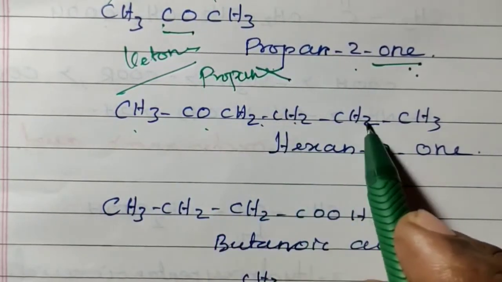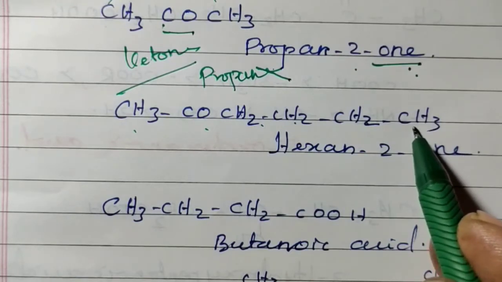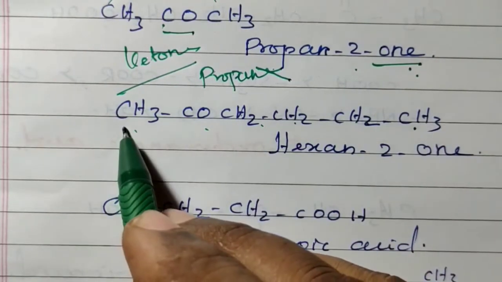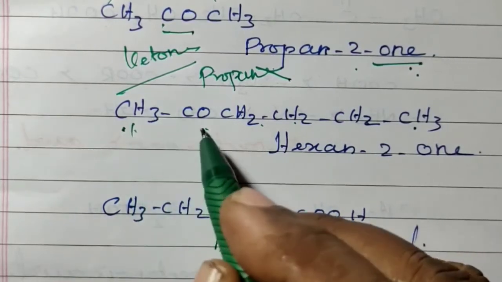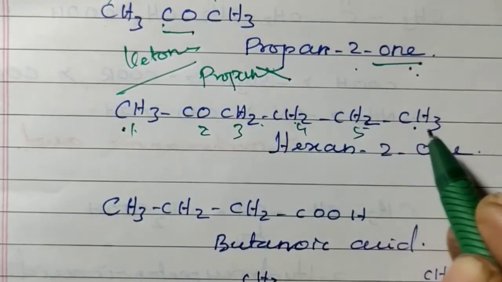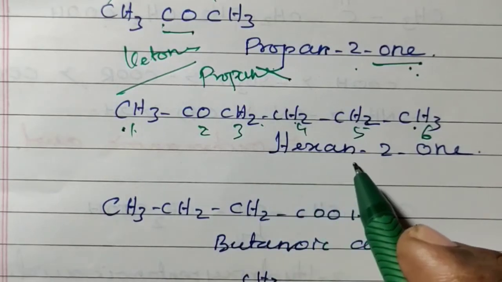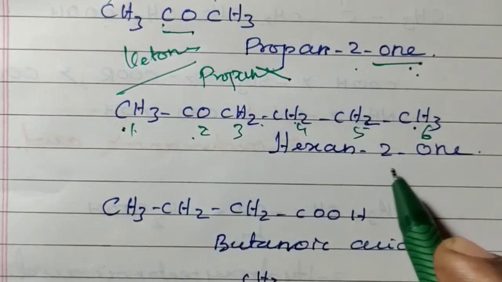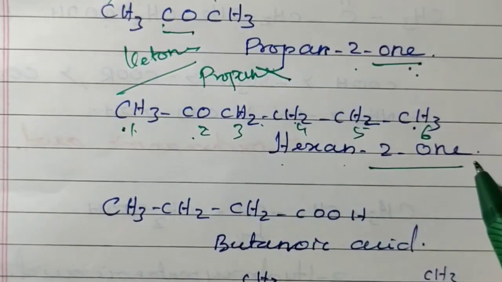CH3CO, CH2, CH2, CH2, CH3. Number of carbon atoms is more, so we have to give number. As usual we have to give number from this side because functional group carbon should get the least number. So 1, 2, 3, 4, 5, 6. 6 carbon atoms means normally we are writing hexane. Remove that last E. Instead second carbon atom contains ONE. So the name is hexan 2-one.